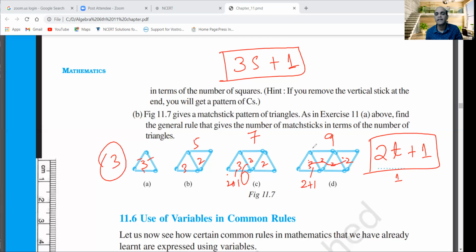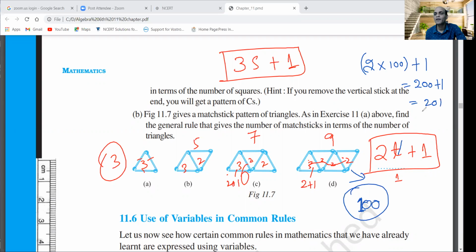So I will ask you, if we make 100 in this pattern, it is not there but I'm asking you, if you make 100 triangles how many matchsticks are required, who can answer me? In this pattern we will go to 100 triangles, then how many matchsticks are required? Very simple, write it: 100. 2 multiplied by 100 plus 1, that is 200 plus 1, that is 201. Only. There is no need to draw and then tell. This is how algebra helps us to find the answer for our day-to-day experiences and activities. You got it? Okay, very good.